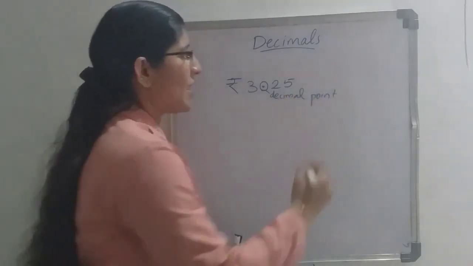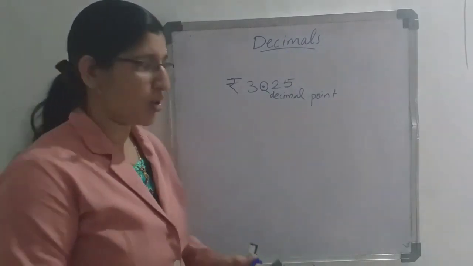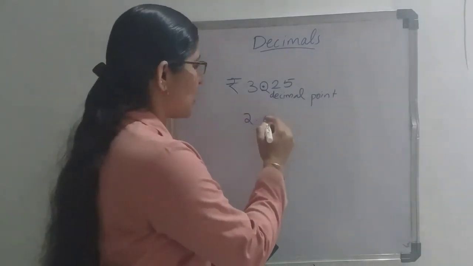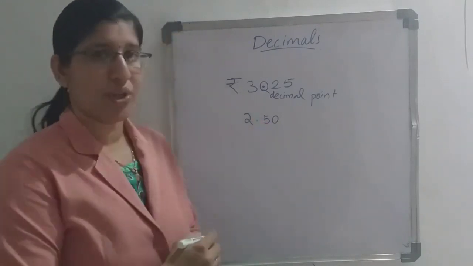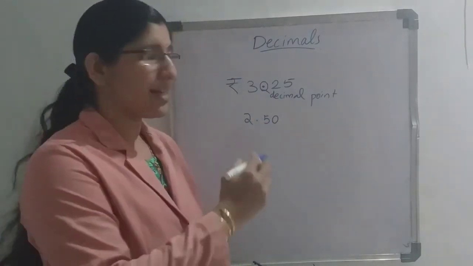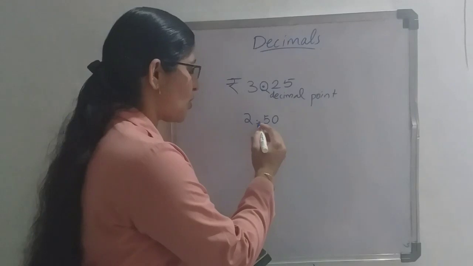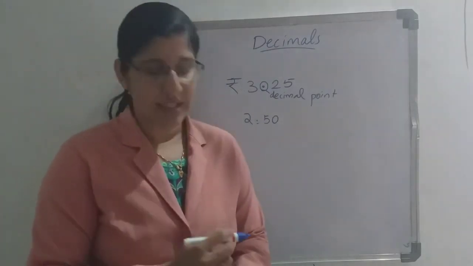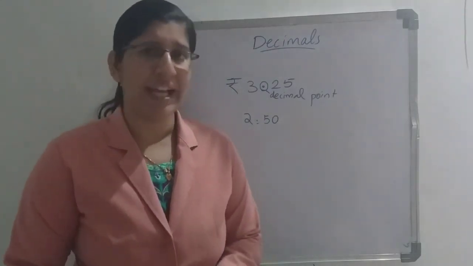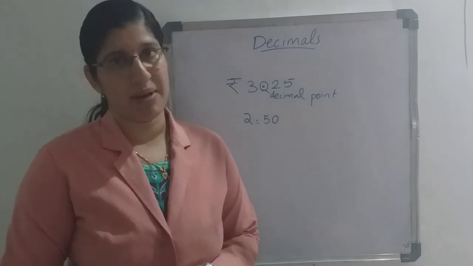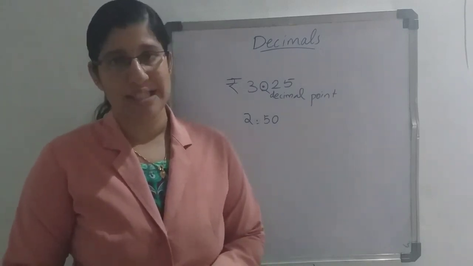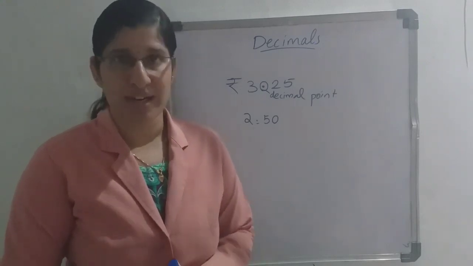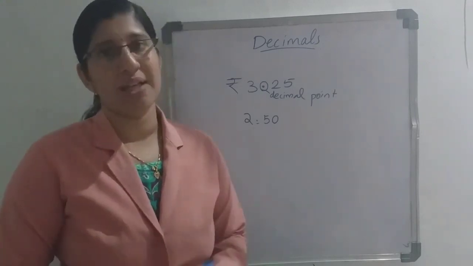In the same way, whenever you are saying the length of a cloth, for example, 2 meter 50 centimeter, here also you are using this dot to separate meter and centimeter. This dot is also a decimal point, isn't it? So in our daily life we are using decimals, but we don't know the value and the place value, nothing about the decimal.